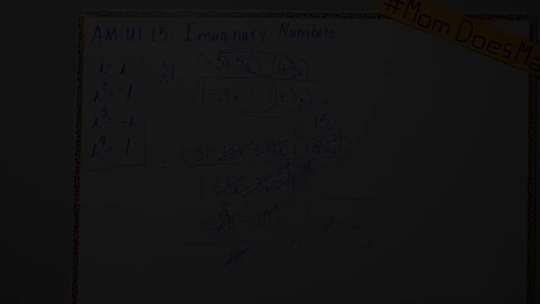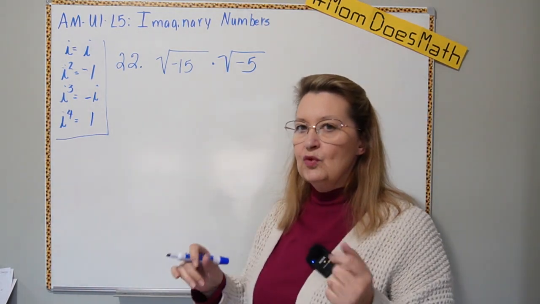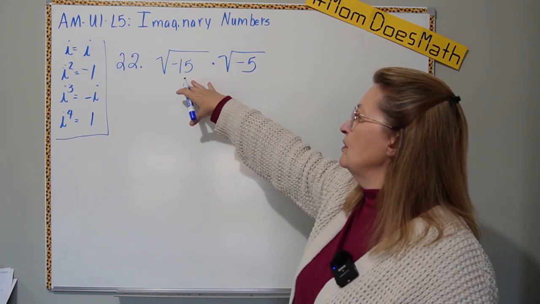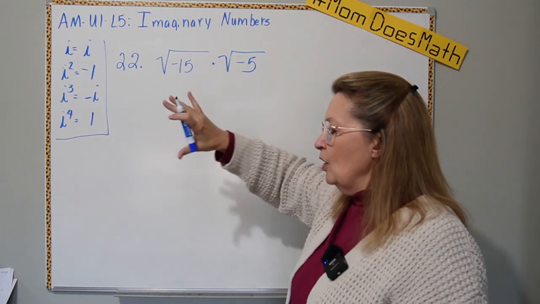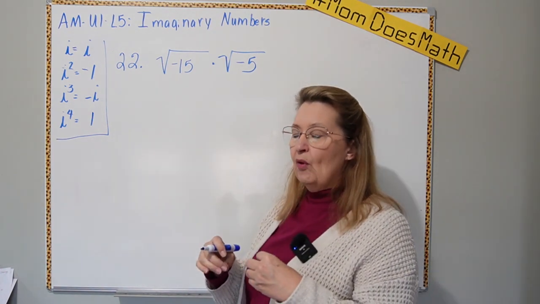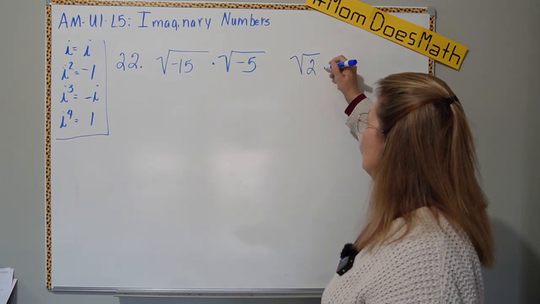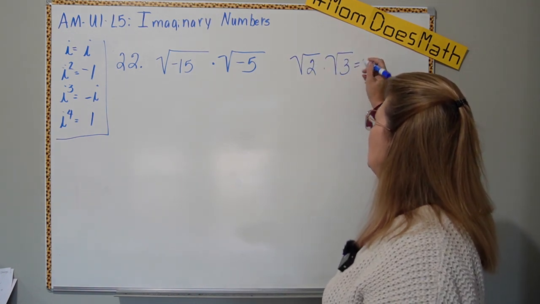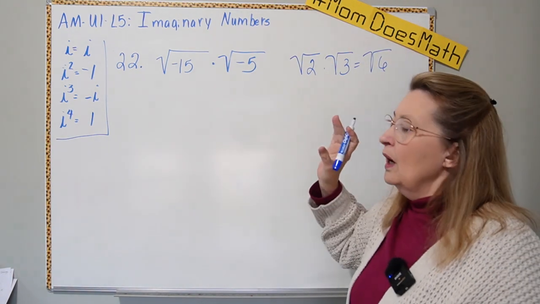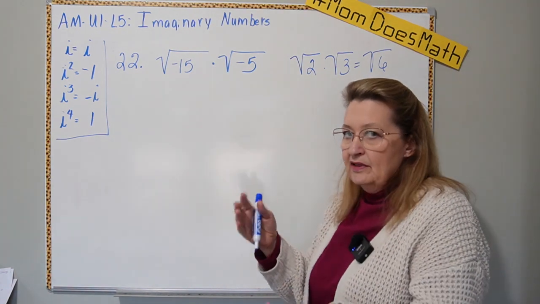Final answer. Okay, so we're working into our last section here, which is operations with negative radicals. And when we look at problem 22, square root of -15 times square root of -5. Before we work this, I want you to recall when we worked with radicals before, we had a rule that said if your indexes match, say square root of 2 times square root of 3, then you could multiply what was under the radical.